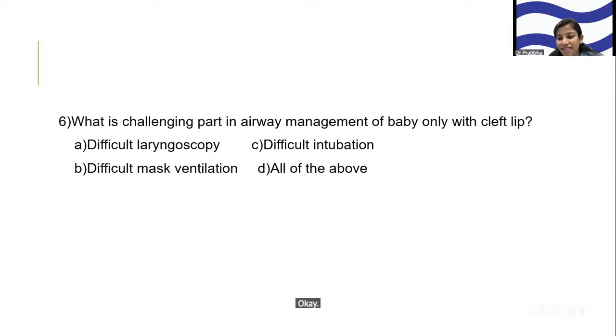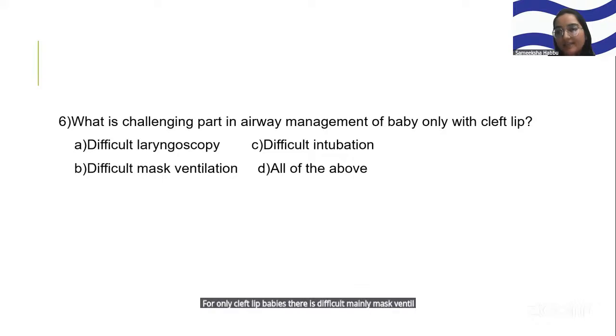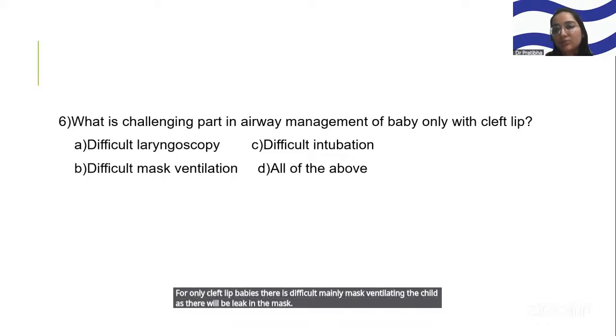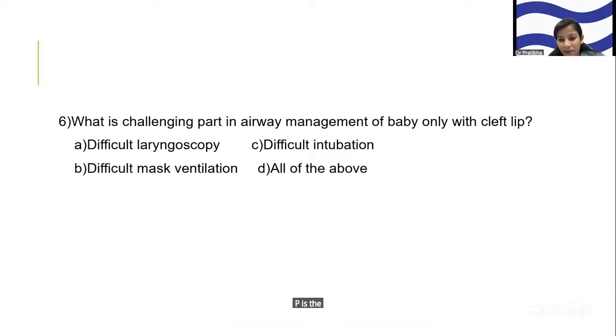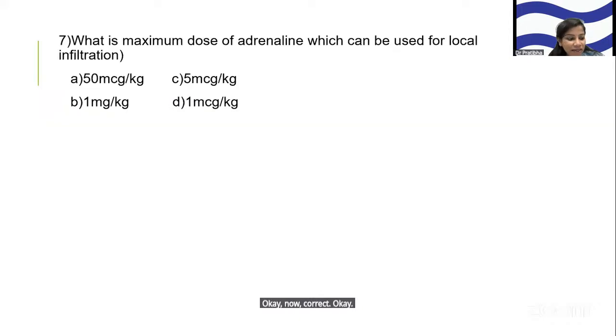Yes, Dr. Samiksha, kindly answer. For only cleft lip babies, there is difficulty mainly in mask ventilating the child, as there will be a leak in the mask. So B is the correct answer.